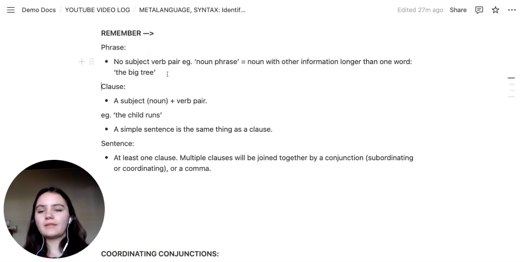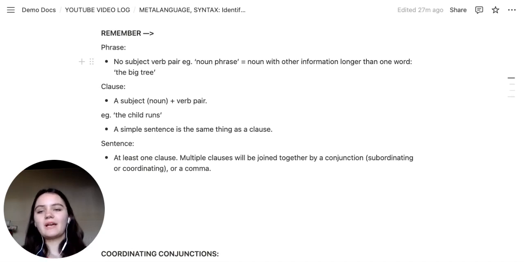Now, the reason why this isn't a clause is because we don't have a subject-verb pair. We don't have any sort of simple sentence or anything going on here. If you're thinking about it linguistically, no subject-verb pair. If you're thinking about it from a logistics perspective, if someone says the big tree, yes, you might be able to picture a tree that is large in size, but it's not going to be doing anything. There's nothing in the sentence actually suggesting what's going on.